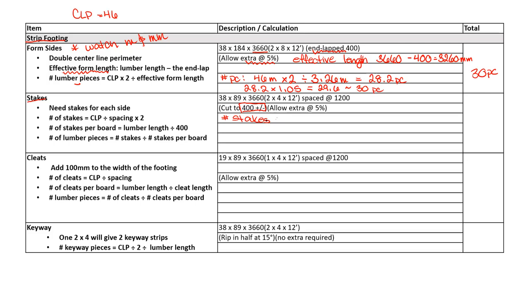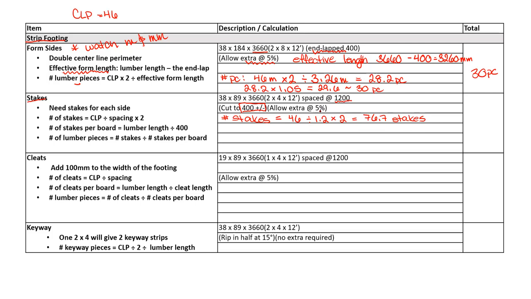So the number of stakes that we need is equal to our perimeter, which is 46, divided by the spacing of the stakes. So 46 meters. Our spacing is in millimeters, so we're going to have to divide by 1.2 meters. And we need stakes on both sides, so we're going to double the amount. So 46 divided by the spacing, doubled, gives us 76.7 stakes.